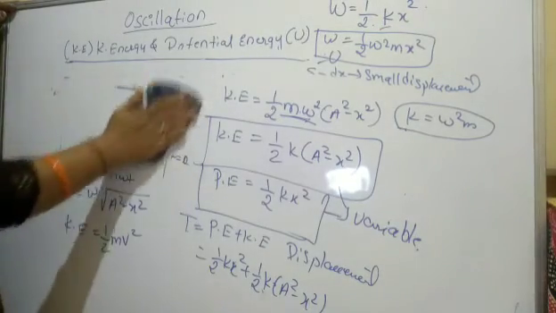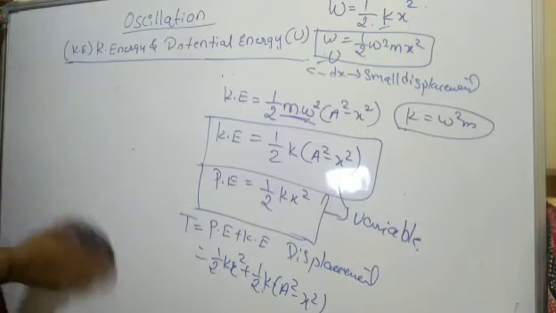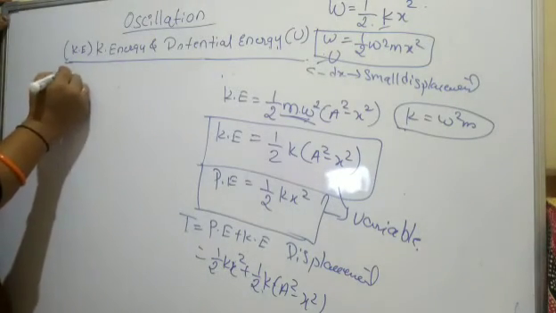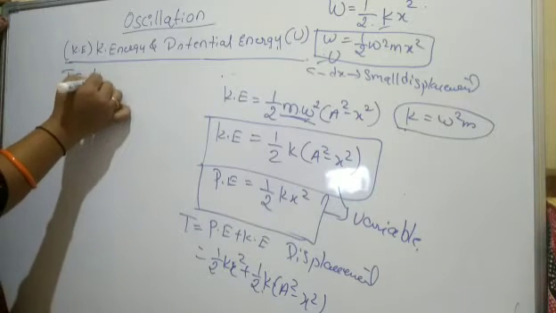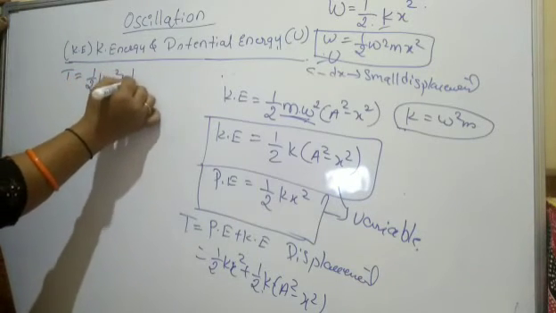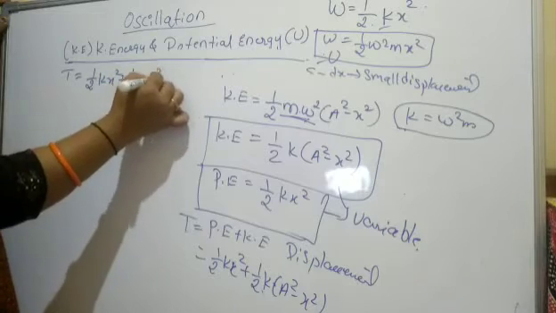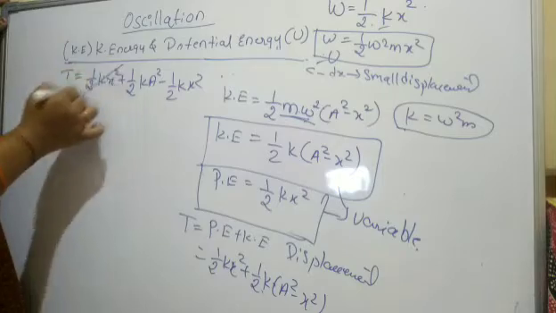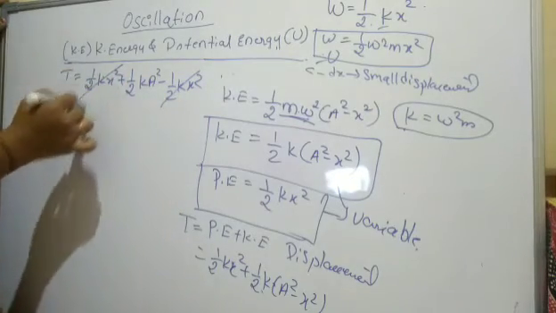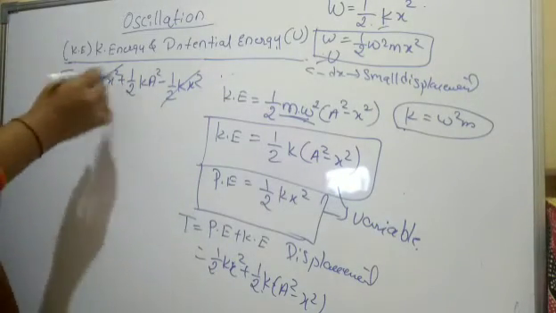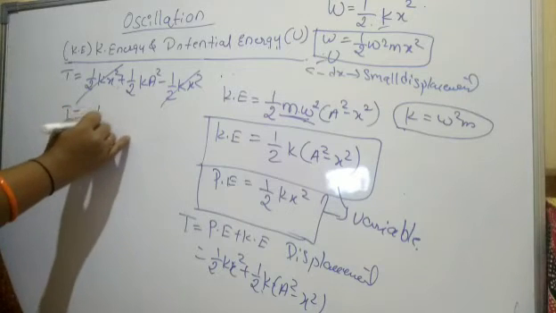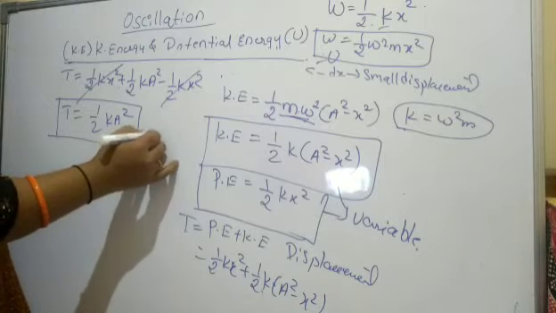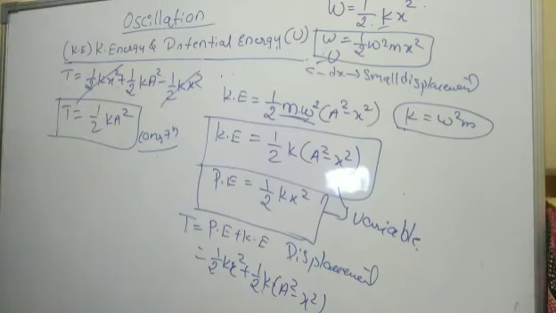So the sum of the energies of the particle, how it is going to be said to be a constant, that I am showing you here. E of T is equal to 1 by 2 kx square plus 1 by 2 k a square minus 1 by 2 k x square. So 1 by 2 kx square and 1 by 2 kx square get cancelled, remaining with 1 by 2 k a square. So this remains constant.